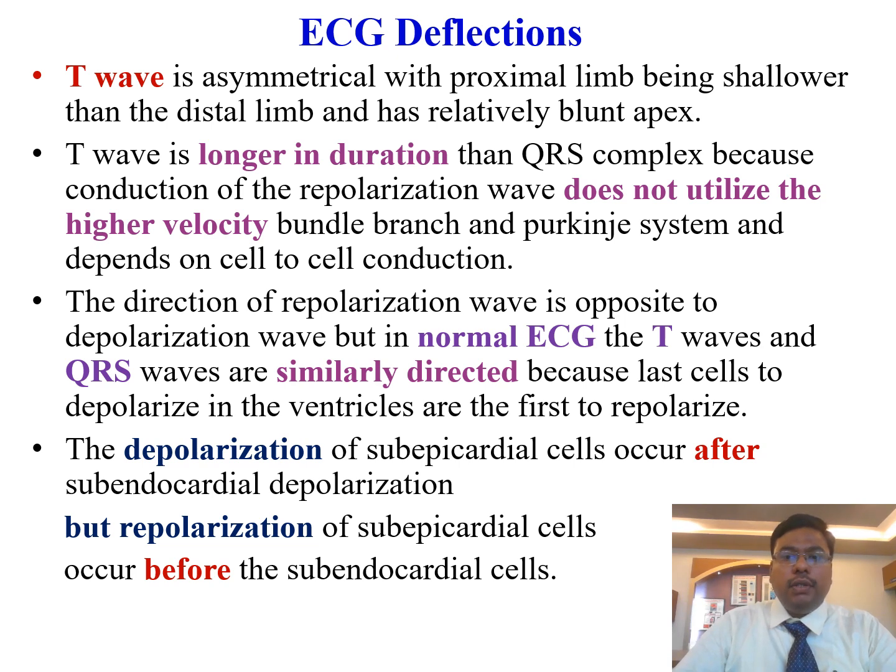T wave is longer in duration than the QRS complex because conduction of the repolarization wave does not utilize the higher velocity bundle branch and Purkinje system, and it depends on cell-to-cell conduction. The direction of the repolarization wave is opposite to the depolarization wave, but in normal ECG, the T waves and QRS waves are similarly directed because the last cells to depolarize in the ventricles are the first to repolarize. The depolarization of subepicardial cells occurs after subendocardial depolarization, but repolarization of subepicardial cells occurs before the subendocardial cells.